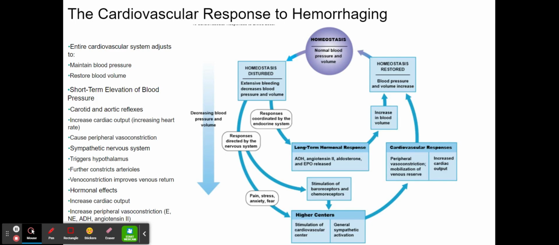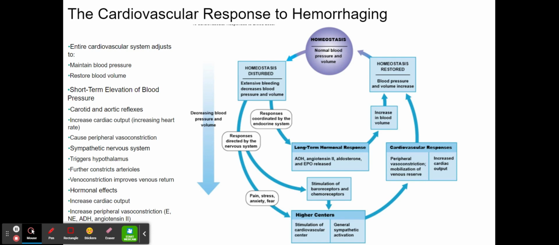The combination of stress and anxiety stimulates the sympathetic nervous system headquarters in the hypothalamus, which in turn triggers a further increase in vasomotor tone, constricting the arterioles and raising blood pressure. At the same time, venoconstriction mobilizes the venous reserve and quickly improves venous return. Short-term hormonal effects also occur. For instance, sympathetic activation causes the adrenal medullae to secrete epinephrine and norepinephrine. These hormones increase cardiac output and extend peripheral vasoconstriction.